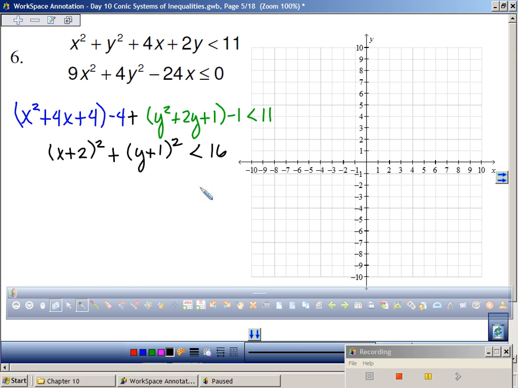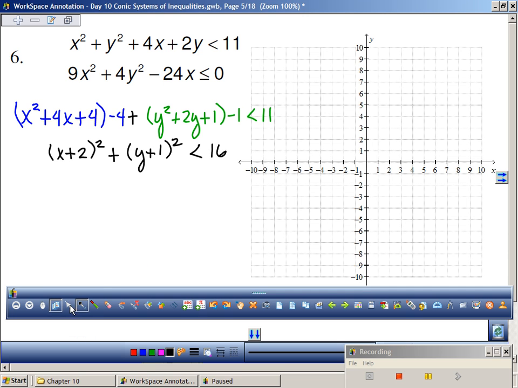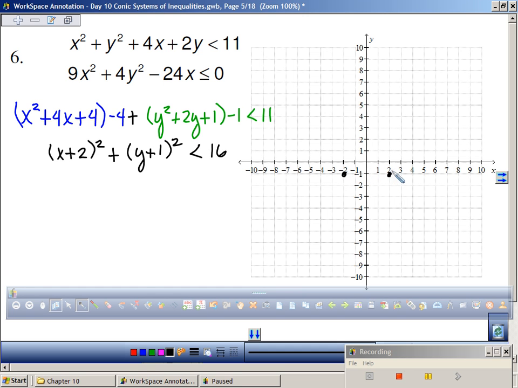Interesting, huh? See when you put it all together, how things just unfold like that? Okay, so I have my circle at what? What's the center of my circle? -2, -1, and the radius is 2, 3, 4.